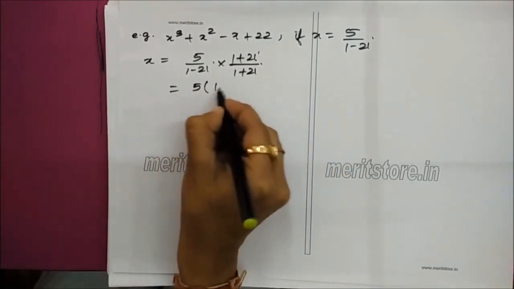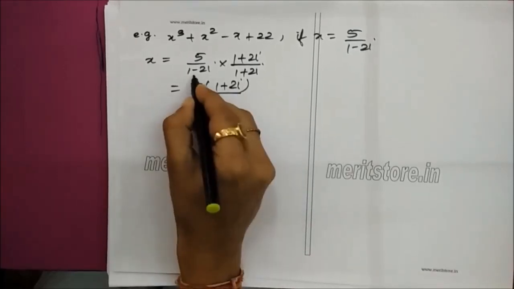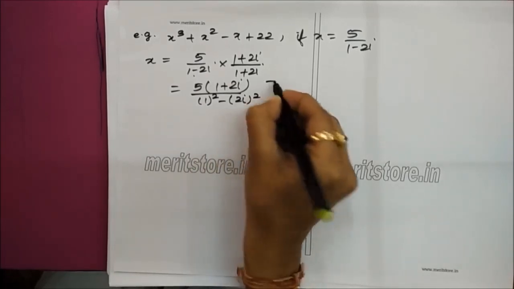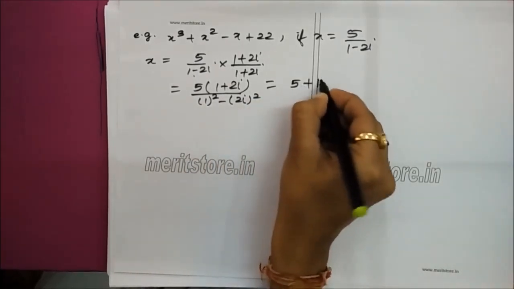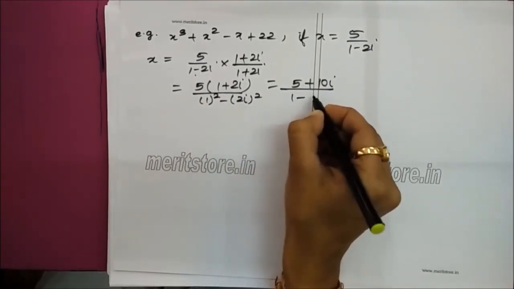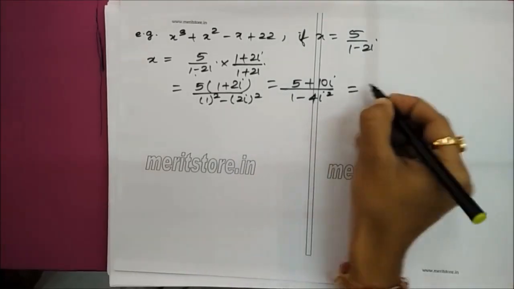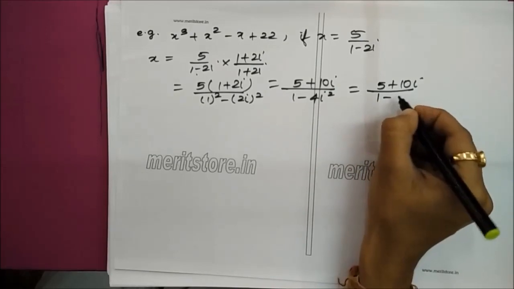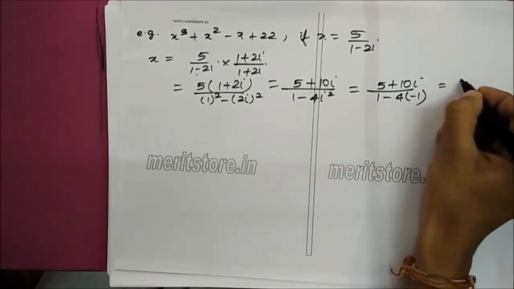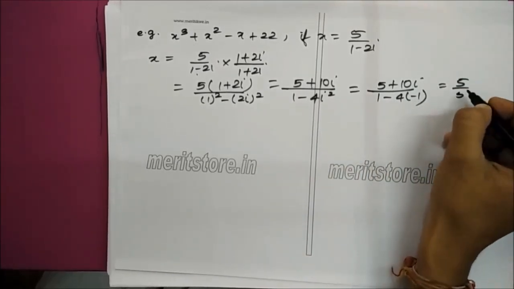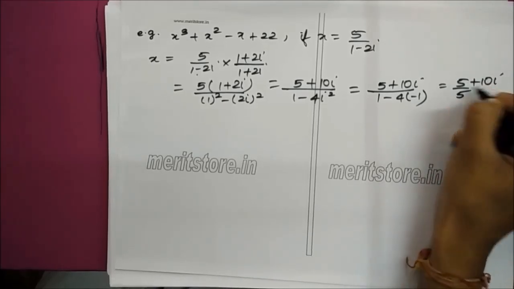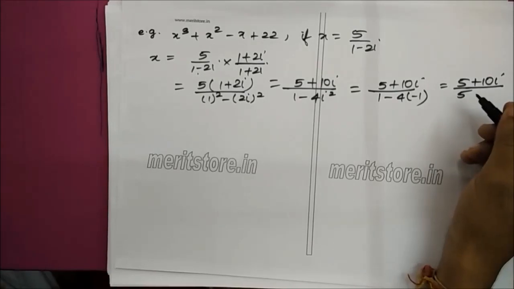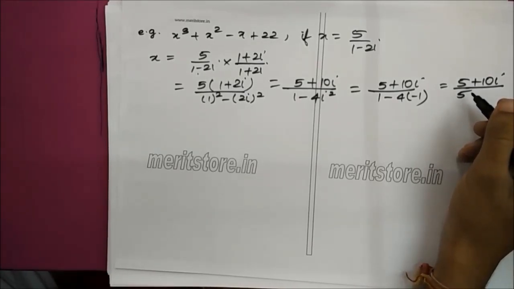Next step would be a minus b, a plus b is a square minus b square. So that is 5 plus 10i upon 1 minus 4i square. That is 5 plus 10i upon 1 minus 4 into minus 1. That is 5 plus 10i upon 5. That is how you got your answer.